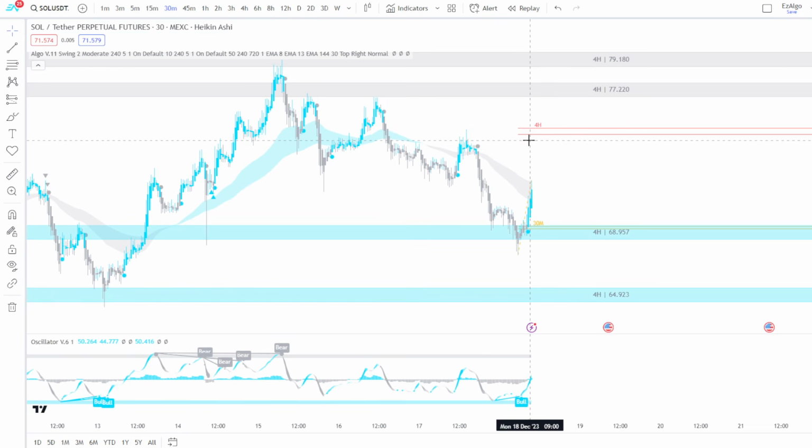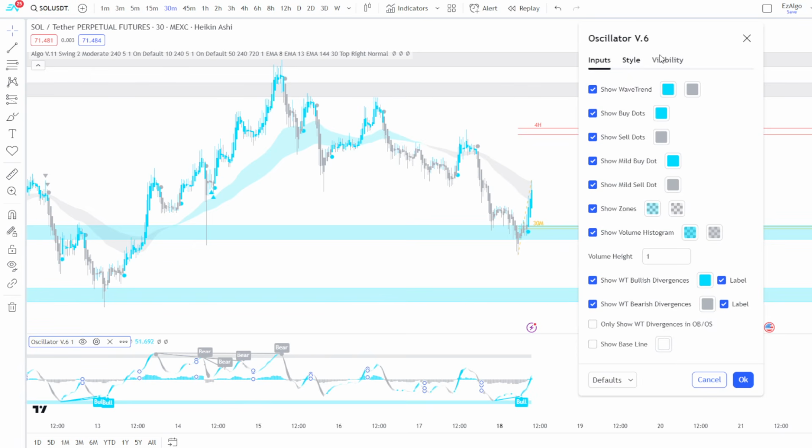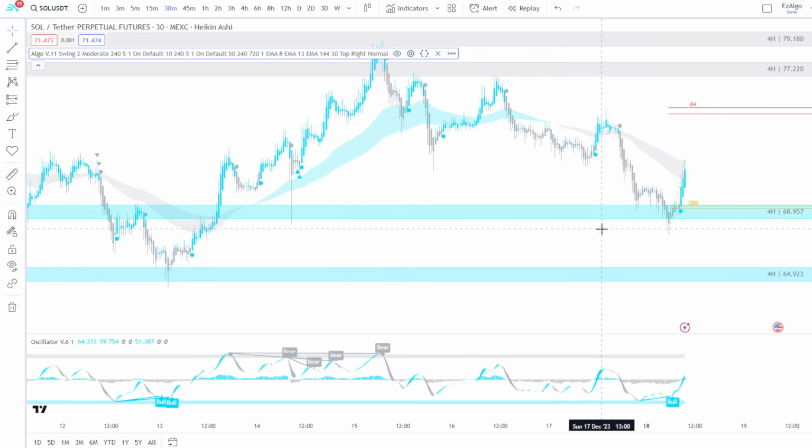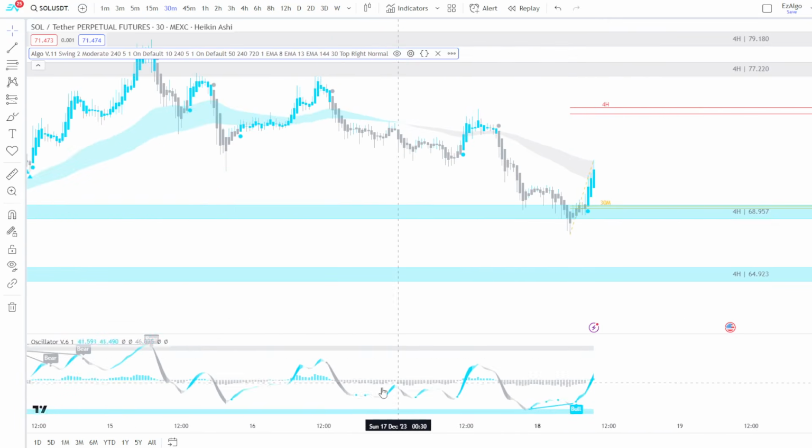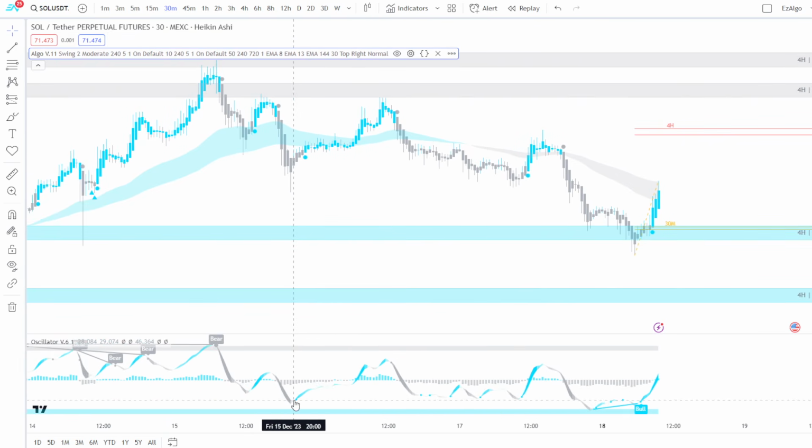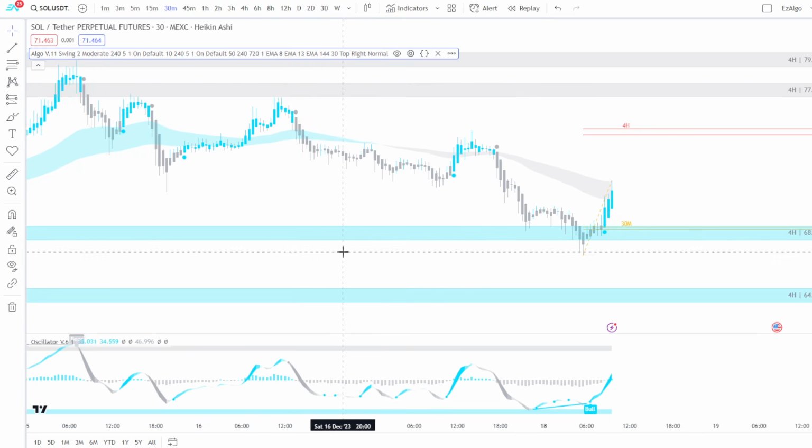Now let's move on to the oscillator. Now the oscillator is the exact same as the previous version. However, we've added these mild buy and sell signals. And if you zoom in on the oscillator, you'll see them right around here. As you can see, we have a mild buy right here, marking this local bottom, a mild sell signal confirmed on this candle, more mild buy signals here, etc.